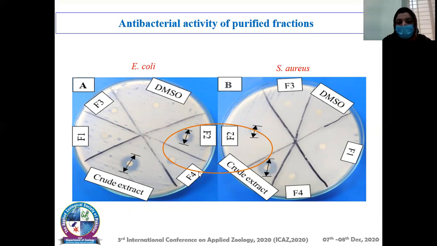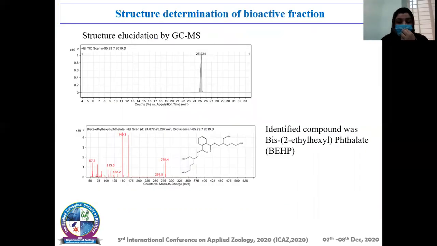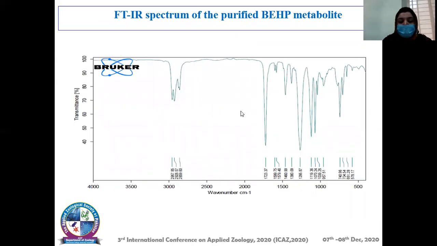We got four fractions, sorry. Then we selected the F2 fraction, which showed more resistance against E. coli and Staphylococcus aureus. This fraction was further put through GCMS, and we got a single peak, whose structure was determined as bis-2-ethylhexyl phthalate. The functional groups of this compound were also determined by FTIR spectrum. That is the FTIR spectrum of the purified BEHP metabolite.